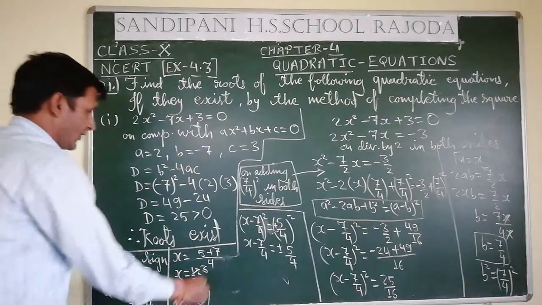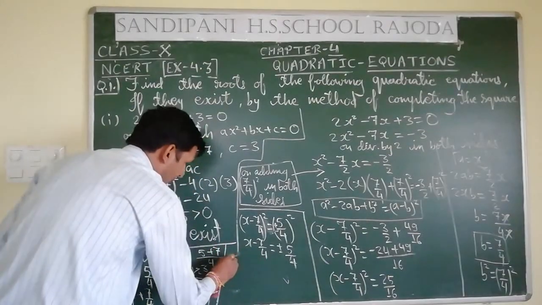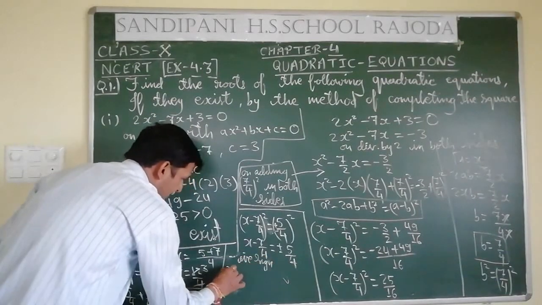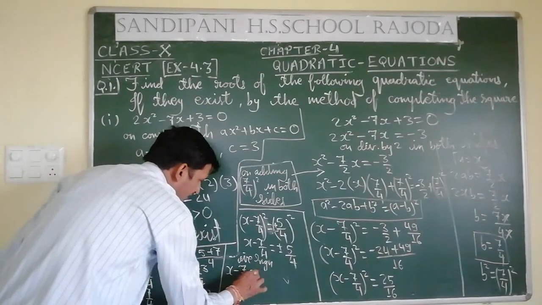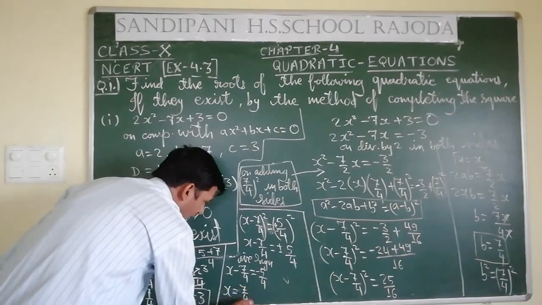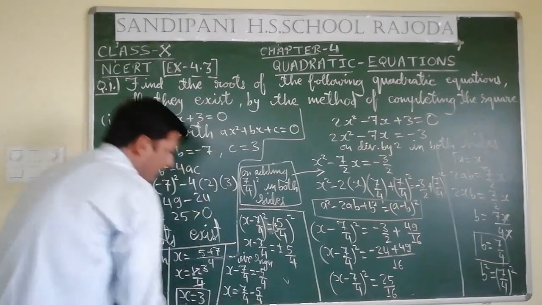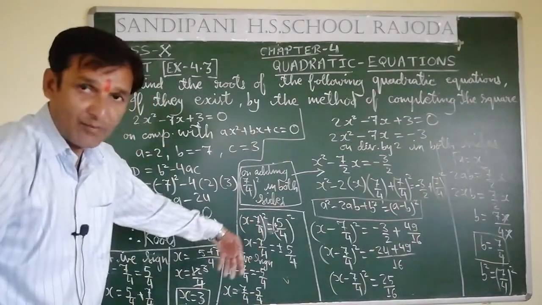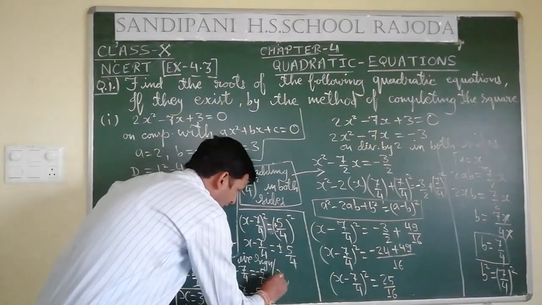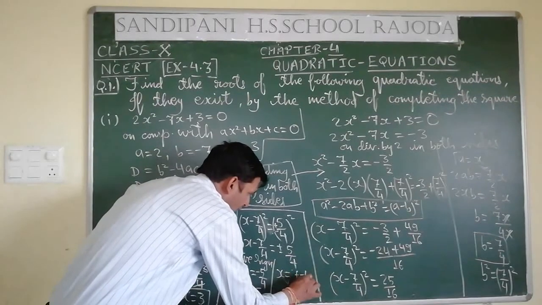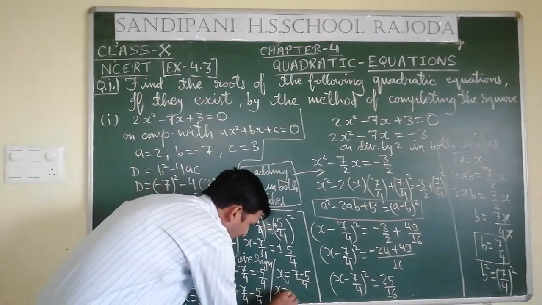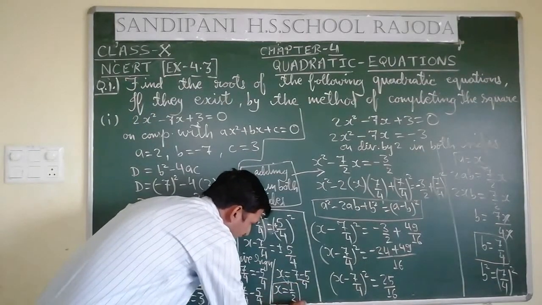Now we have to take the negative sign. If we take the negative sign, what will happen? x minus 7/4 is equal to minus 5/4. That is, x is equal to 7/4 minus 5/4, because this 7/4 when transposed from LHS to RHS will become positive. It is negative 5/4, so now x is equal to (7 minus 5)/4. So x is equal to 2/4, means x is equal to 1/2. x is equal to 1/2 is the other answer.